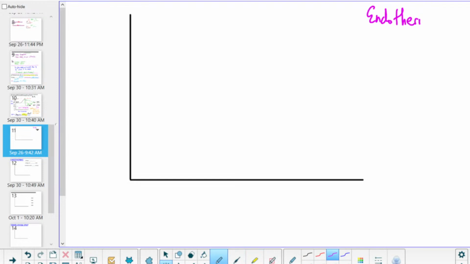Endothermic. I want you to give me a delta H with an absolute value of 100 kilojoules, which means I'm not telling you the sign. I want you to figure it out on the graph. And an energy of activation of 150 kilojoules.